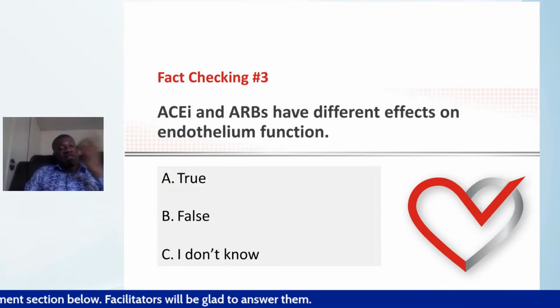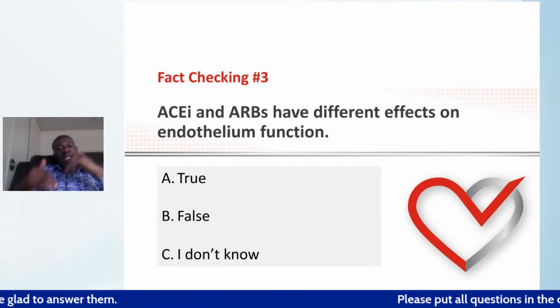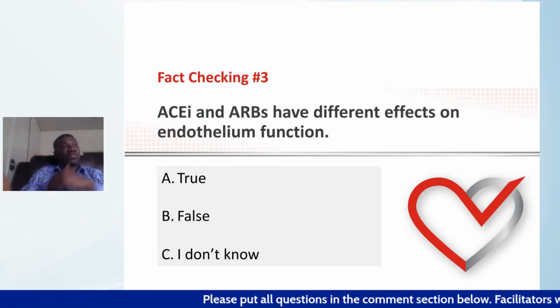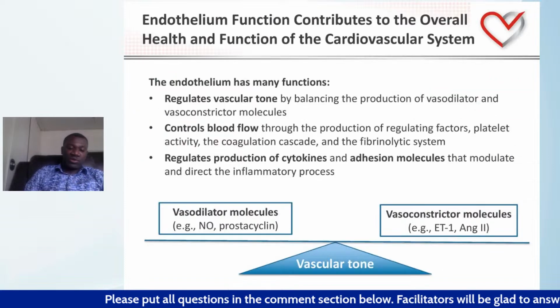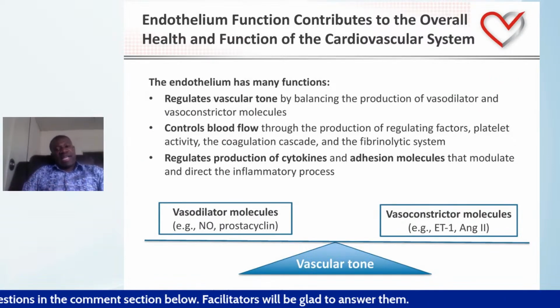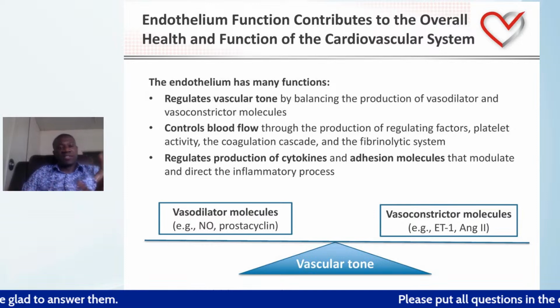Now, checking three, ACE inhibition and then ARBs. We are saying that they have different effects on the endothelium function. Is that true? Is that false? Or is this something that we don't know? So let's go through and see. So when it comes to the endothelial function, we all know by physiology that it contributes a lot to our cardiovascular health and function.